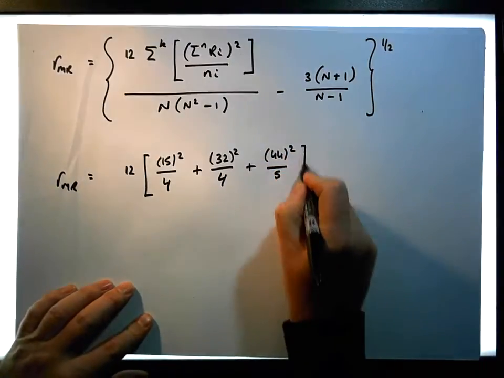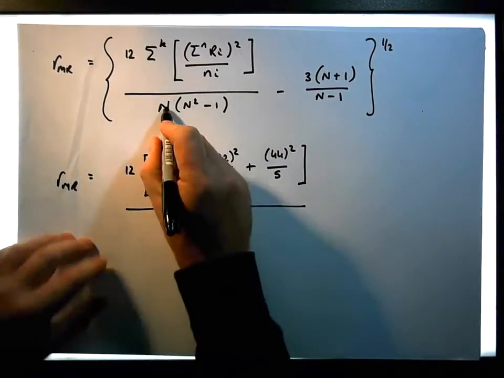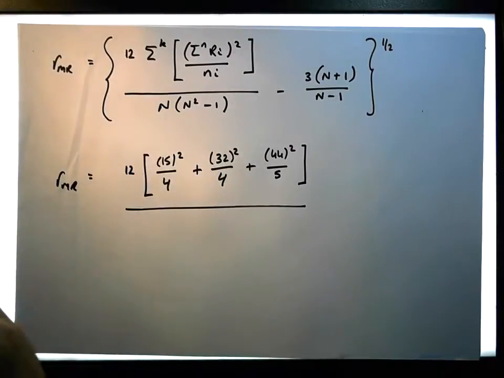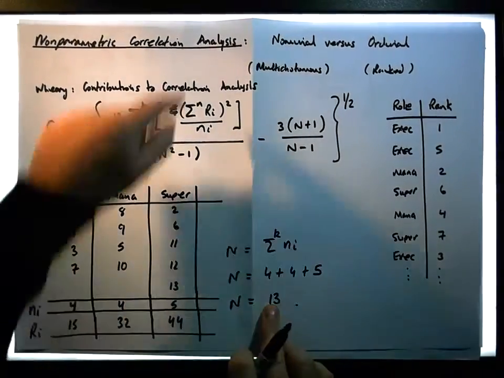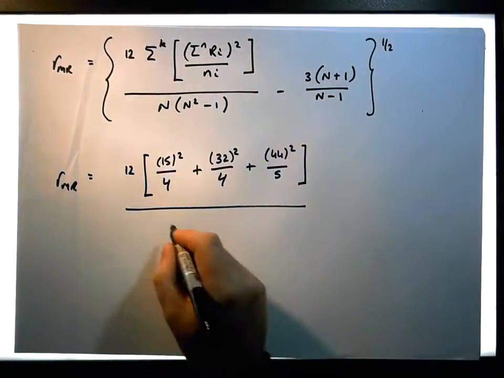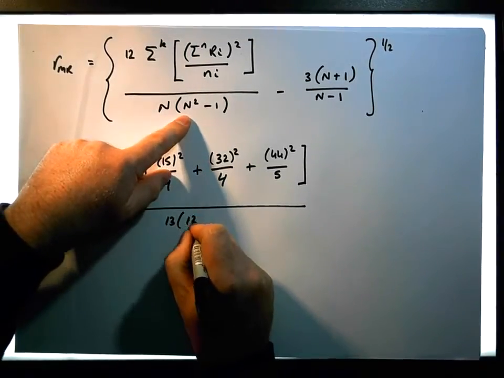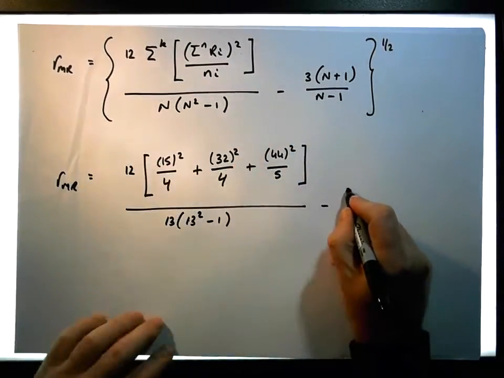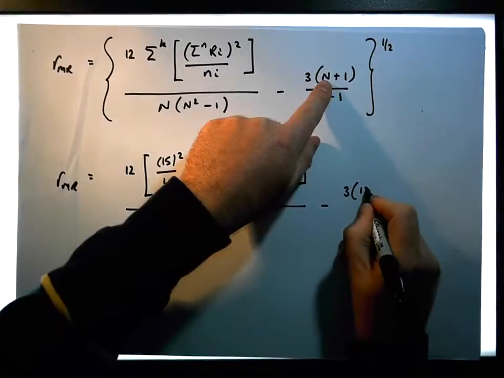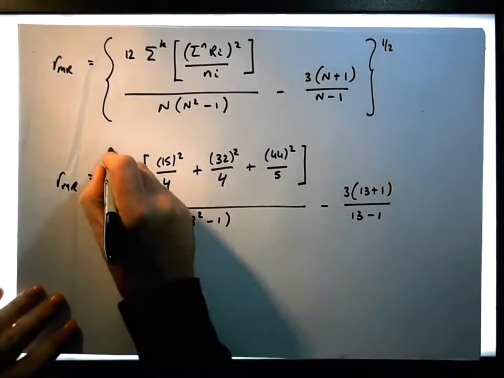So that gives us this piece here, which needs to be divided by n, which is the total number of observations. We've already done that calculation. So we know that n, the total number of observations, which is the sum of the sample sizes, is equal to 13. So what we have is n, which is 13, times 13 squared minus 1. And we're going to subtract from that 3 times 13 plus 1 divided by 13 minus 1. And it's the square root of that.